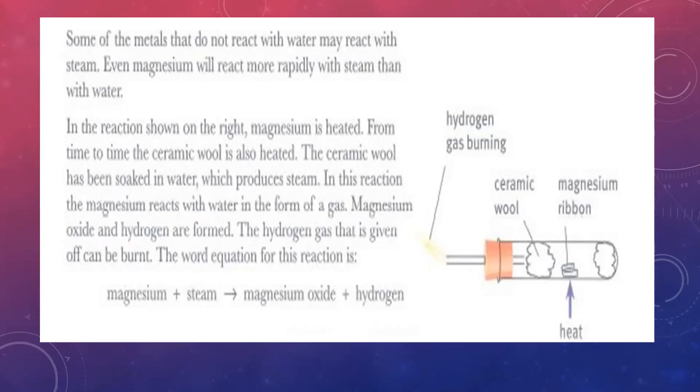This reaction shows the reaction of magnesium. By the way, do you know which group number magnesium is located in? Group number 2. Great. So when the magnesium reacts with the steam, magnesium oxide is produced and the hydrogen gas evolves.